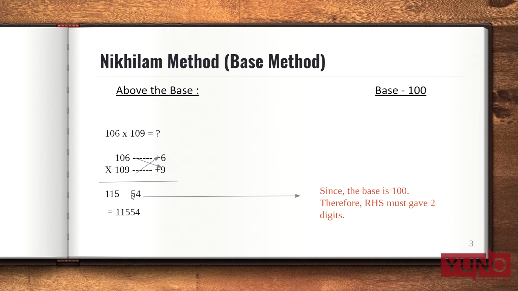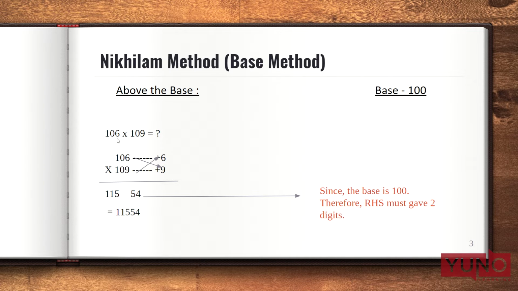The third step is that you perform either one of them. Either you add 106 plus 9 or add 109 plus 6. Either way we will get the same answer. So when I perform 106 plus 9, that gives me 115. So combining these two gives me an answer of 11,554. This we get when we multiply 106 with 109.